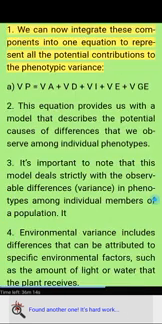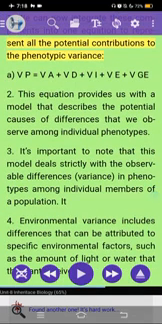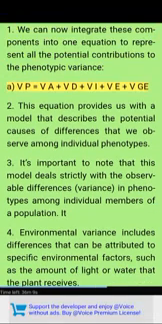Summary equation. 1. We can now integrate these components into one equation to represent all the potential contributions to the phenotypic variance. VP equals VA plus VD plus VI plus VE plus VGE. 2. This equation provides us with a model that describes the potential causes of differences that we observe among individual phenotypes. 3. It's important to note that this model deals strictly with the observable differences, variance, in phenotypes among individual members of the population.